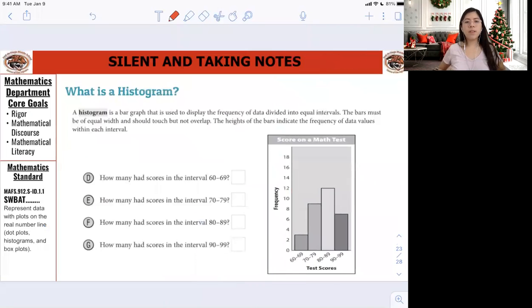All right, so now we're going to do histograms, which are actually very similar. That's why I put them in the same PowerPoint. They're very related to each other. Can I have a volunteer read what a histogram is?